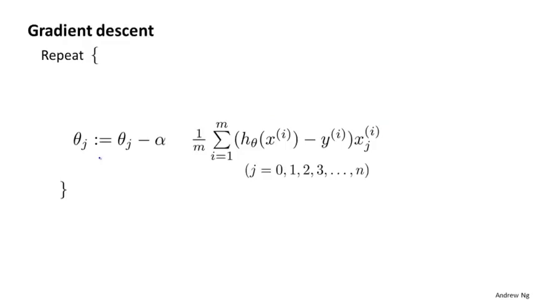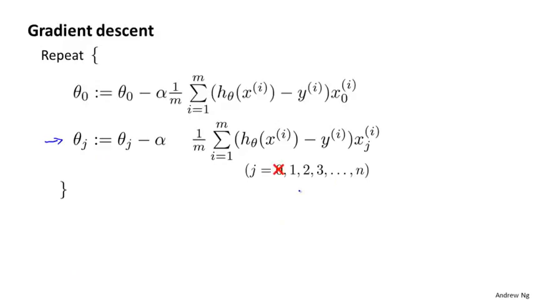For regular linear regression without regularization, we will repeatedly update the parameters theta j as follows for j equals 0, 1, 2, up through n. Let me take this and just write the case for theta 0 separately. So, I'm just going to write the update for theta 0 separately from the update for the parameters 1, 2, 3, and so on up to n. I haven't changed anything yet, right? This is just writing the update for theta 0 separately from the updates for theta 1, theta 2, theta 3, up to theta n.